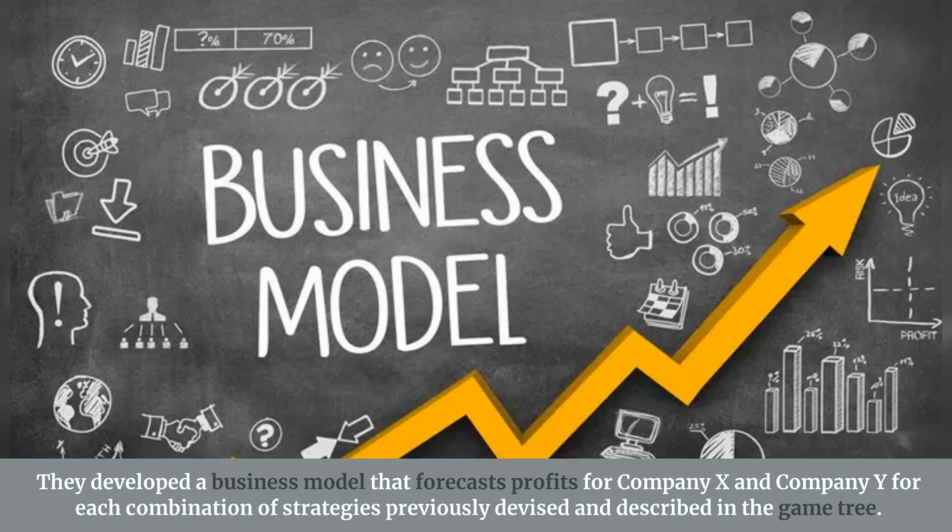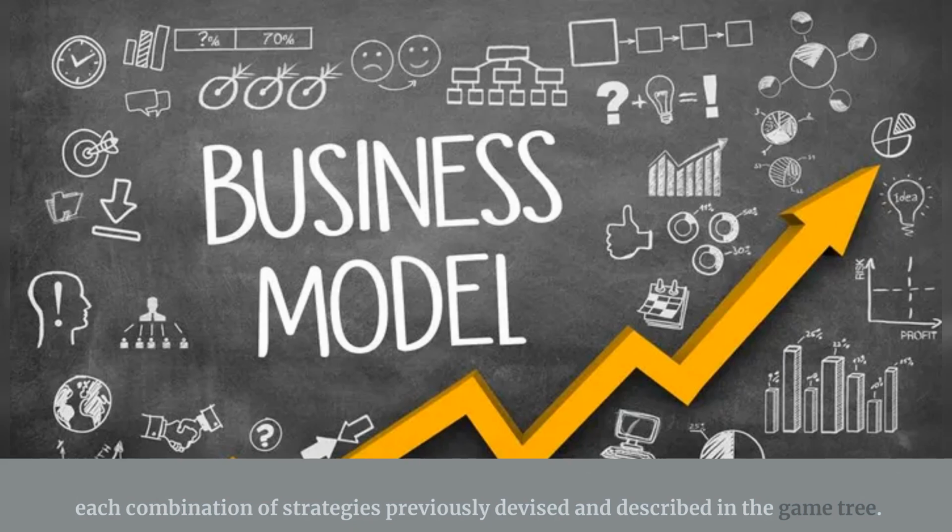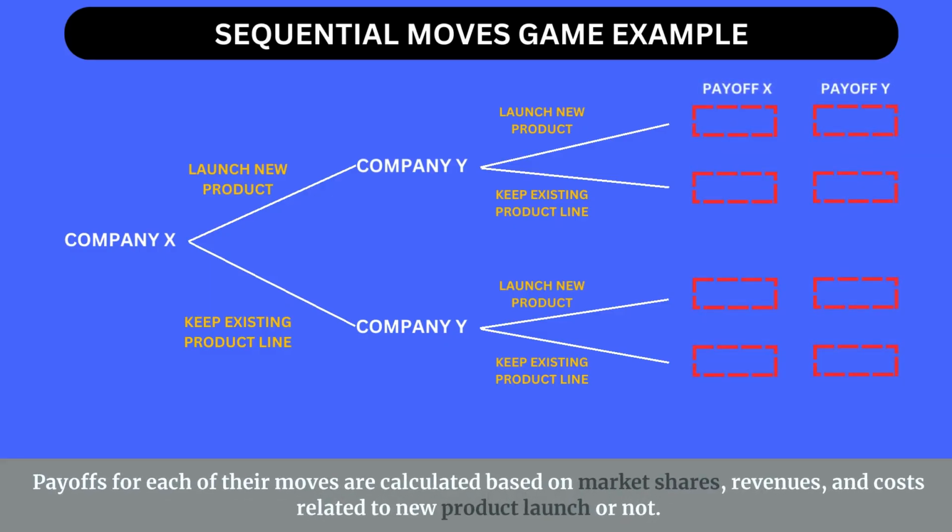They developed a business model that forecasts profits for Company X and Company Y for each combination of strategies previously devised and described in the game tree. Payoffs for each of their moves are calculated based on market shares, revenues, and costs related to new product launch or not.